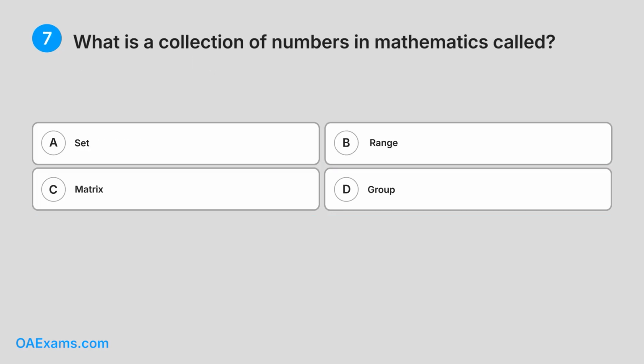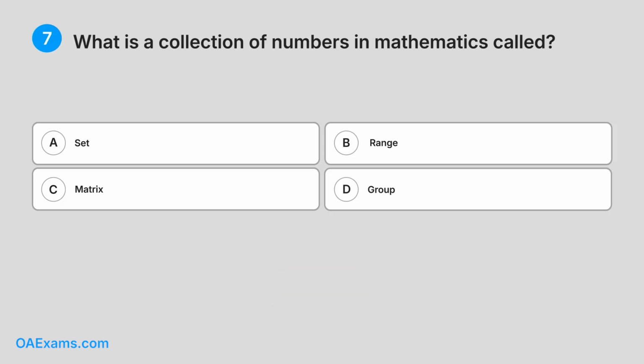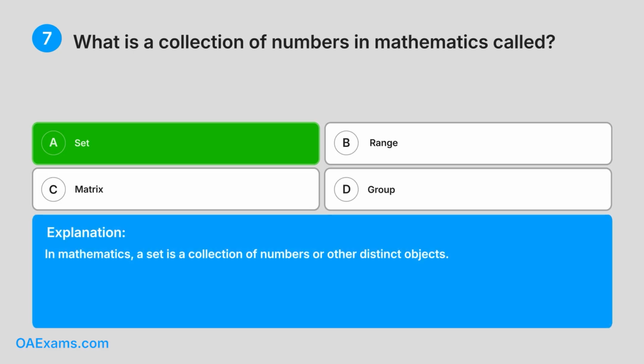7. What is a collection of numbers in mathematics called? A. Set, B. Range, C. Matrix, D. Group. What do you think is the answer? Correct answer. A. set. Explanation. In mathematics, a set is a collection of numbers or other distinct objects.